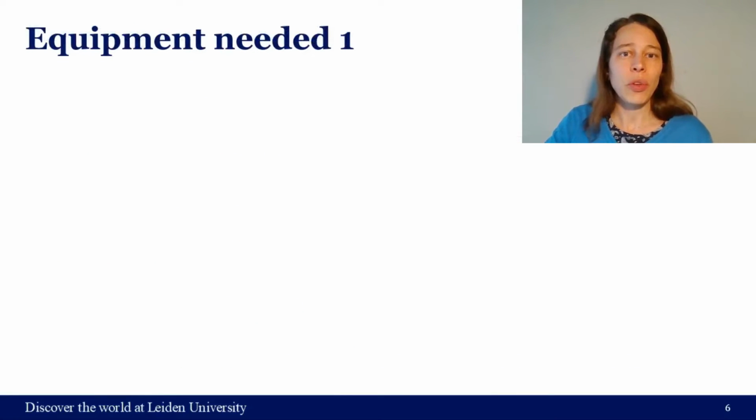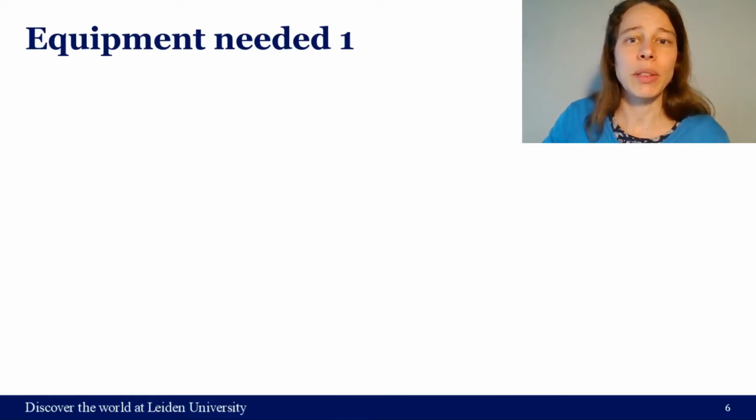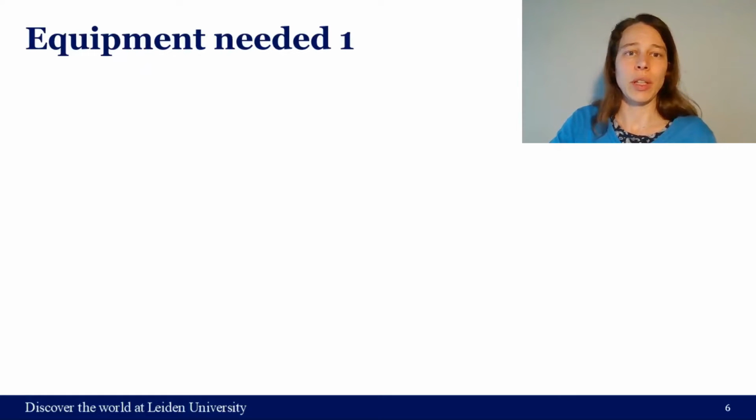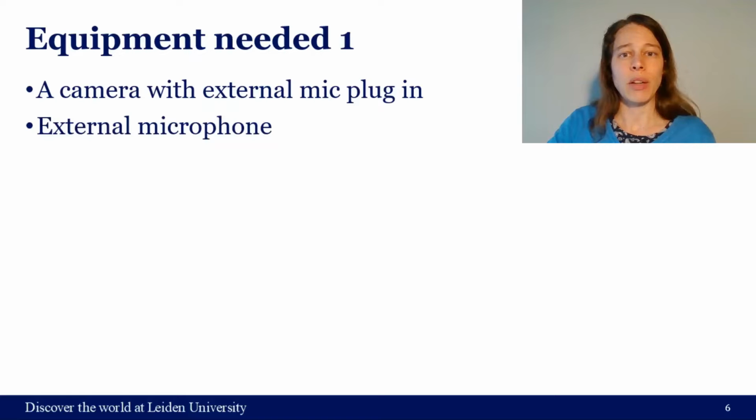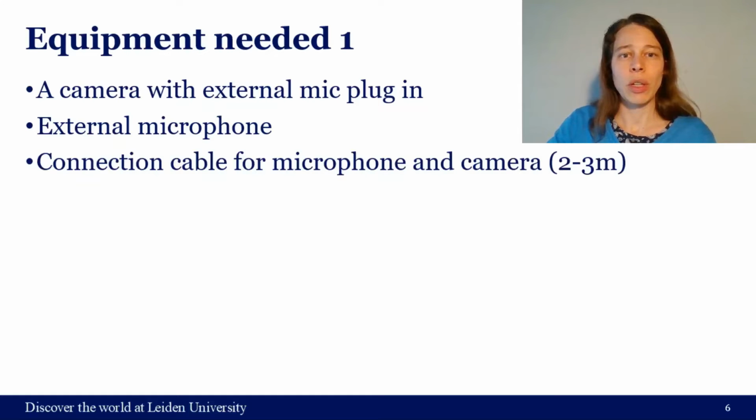So in the following, this is the equipment needed for making a recording with good quality audio and for the purpose of linguistic research or language documentation. First, we need a camera with a plug-in option for an external microphone. Then the microphone itself with a cable to connect it to the camera. Both camera and microphone need to be placed on a tripod.